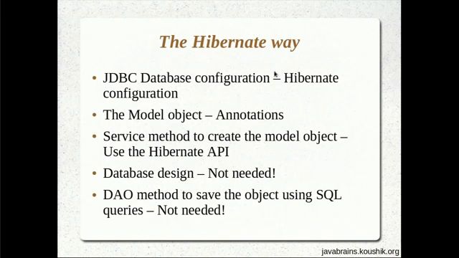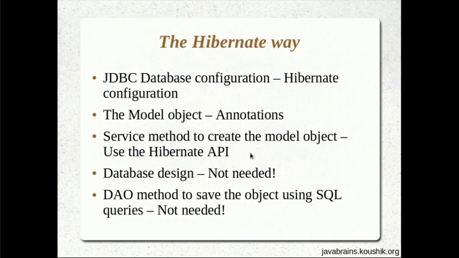So to summarize, what are the things we need to do? First, we need to write the Hibernate configuration in order to provide the database details and other configuration to control the way Hibernate works. The second step, we need to write the model object, and we'll be using annotations to configure the model object so that Hibernate knows where to save the model object. Third, we need a service method which uses Hibernate in order to save the model object.